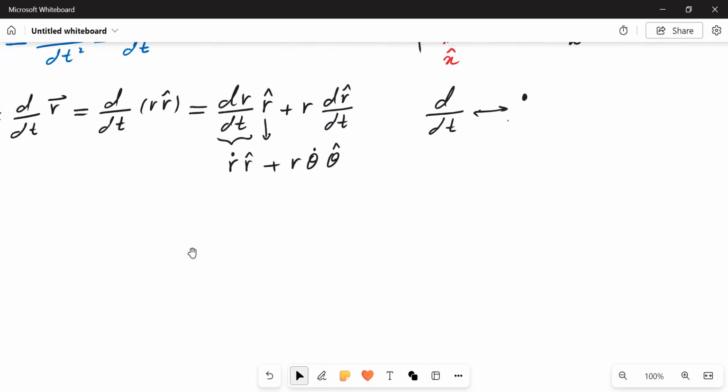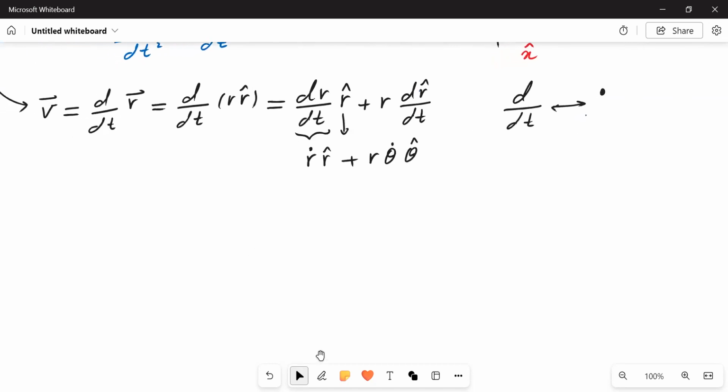All right, now I end up with an expression for my velocity vector in the polar coordinates. So I'll write it down, the final form. V, the velocity vector, would be r dot r hat plus r theta dot theta hat. So as you can see, the velocity vector in general has two components.